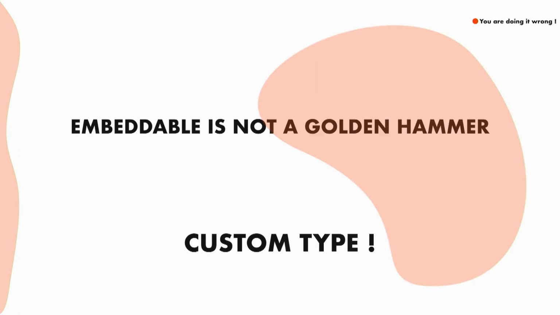But embeddable is not a golden hammer. Sometimes you want to do something more complex, and embeddables only gives you the way to create an object that consists of simple types. So there can be only strings, integers, dates, and booleans, and you cannot do a relation there.